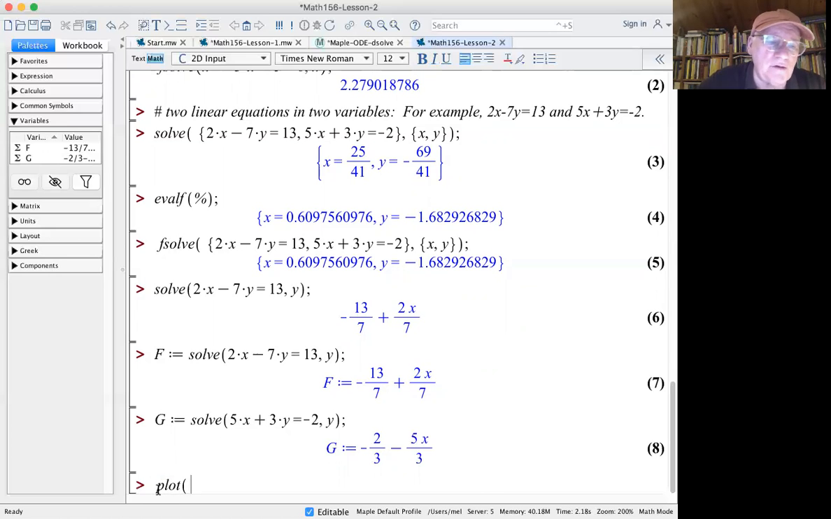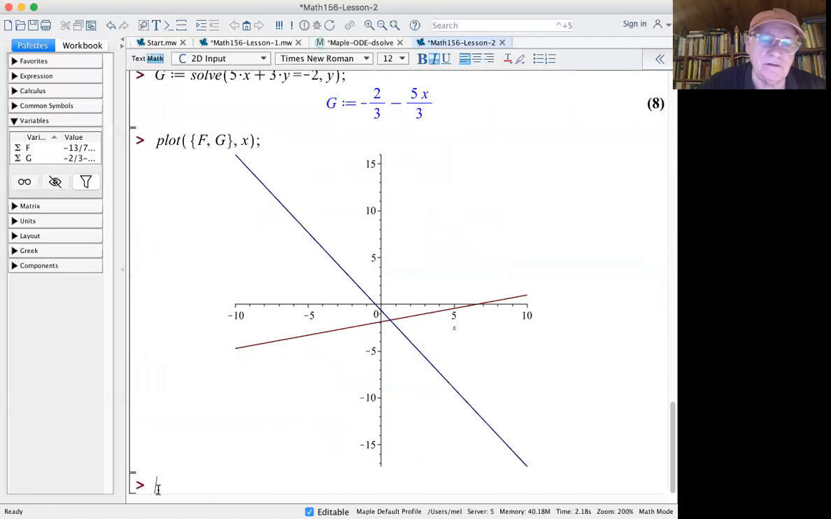If you're going to plot two functions together on the same graph, you put the two functions in curly brackets. I could write F comma G, because those are the names of my functions. So plot this as a function of x, and there it is. Those are my two lines plotted together. You'll notice the x-axis is minus 10 to 10. The y-axis is roughly minus 17 to plus 16.